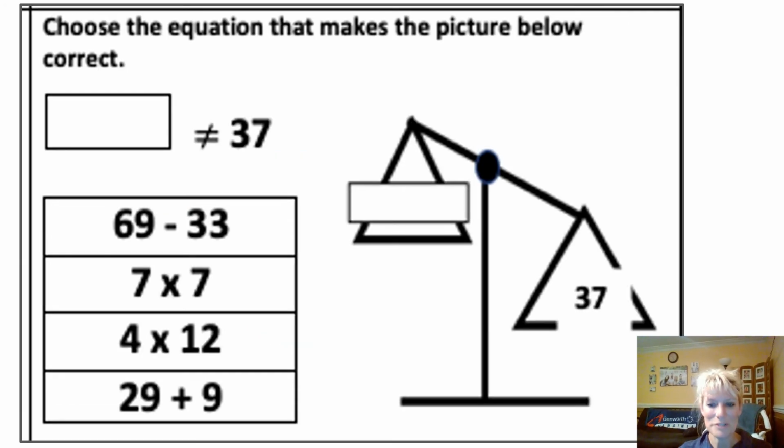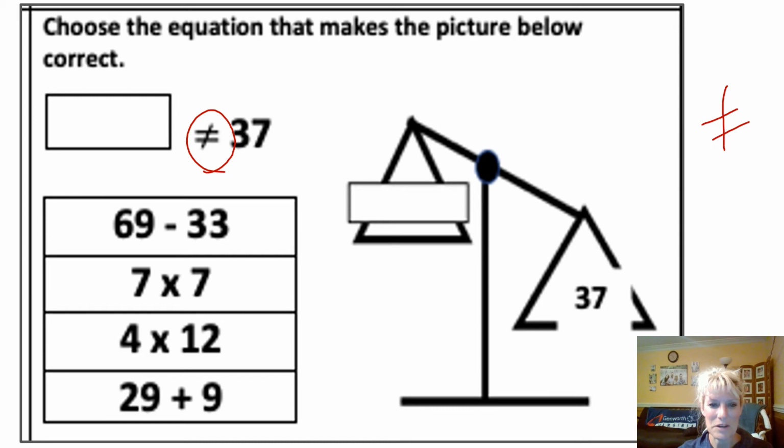You know what to do here. Go ahead and do it on your own. Okay. Did you notice that it does not equal 37? That is not equal to. When you have that equal sign and you cross it off, that means not equal to.